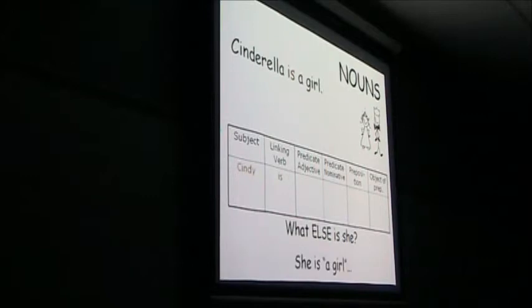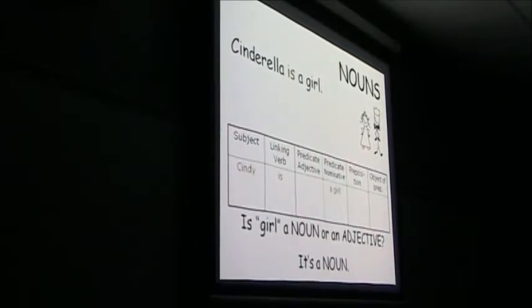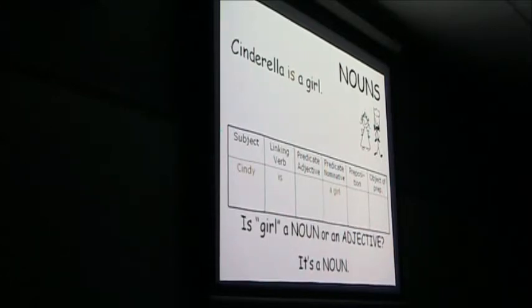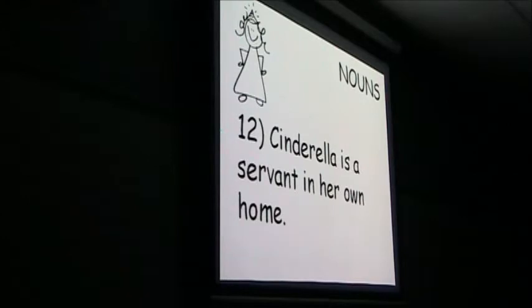She is a girl. And then from there I say, well, is the word girl a noun? Or is it a word describing a noun? Is it an adjective? The word girl is a noun. So I put girl in my predicate nominative box. That's the place where I put the noun that equals the subject. Cinderella equals girl. Predicate nominative is a noun.